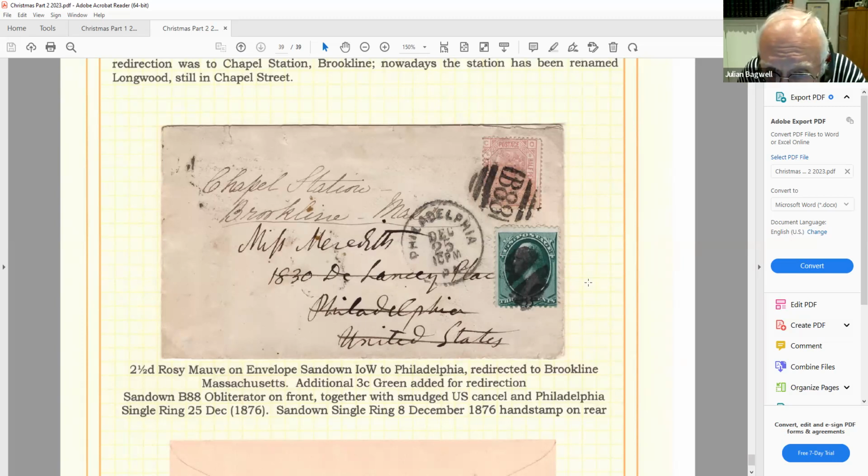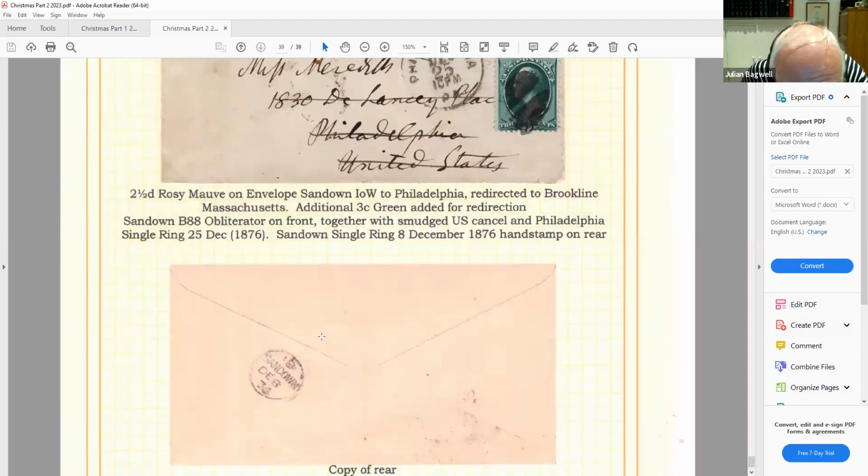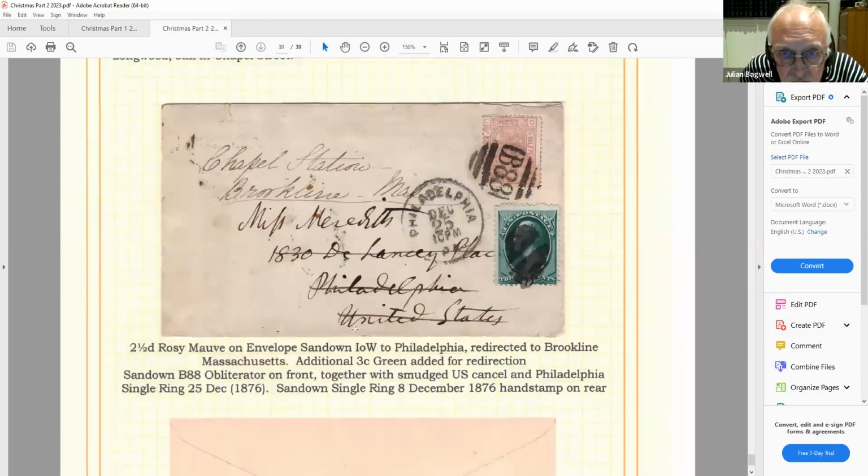But this is a 3-cent stamp on it with a very smudged cancel, but a very nice clear Philadelphia, December the 25th, late at night, hand stamp on. And it went on to Brookline. And here at the back is the Sandown dispatch mark for December the 8th. So this took just under 3 weeks to get to Philadelphia.